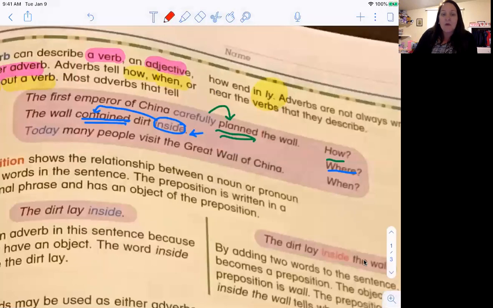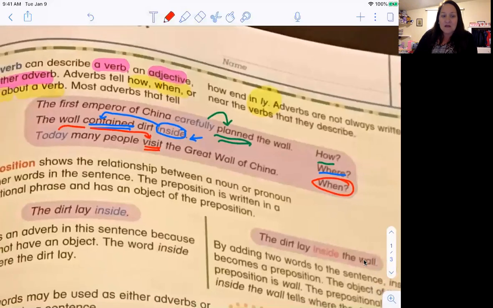And then we have one more. Today, many people visit the Great Wall of China. My mother-in-law has actually been to that place. That's pretty cool, huh? So we have today, but let's find our verb in that sentence. You guys know what it is? Say it if you know it. It's visit. Okay, and it's answering the question when. When do they visit? They visit today. Okay, so let's keep going.